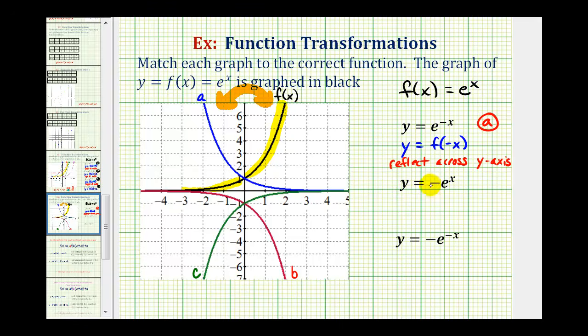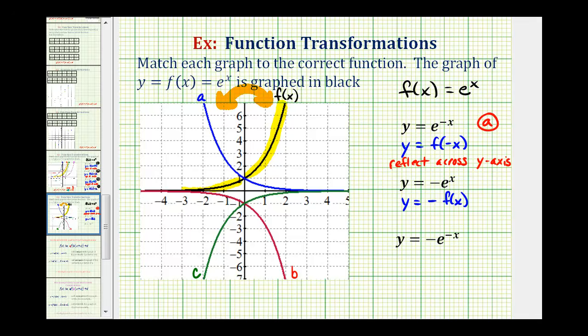Next, we have y equals negative e to the x. Again, if f of x equals e to the x, then we can write this as y equals negative f of x, which is telling us that this function here is going to change the sign of the function values, or y values, of the original function.